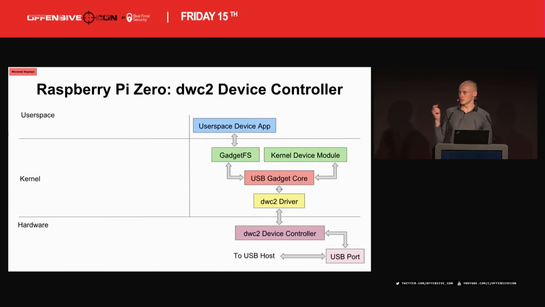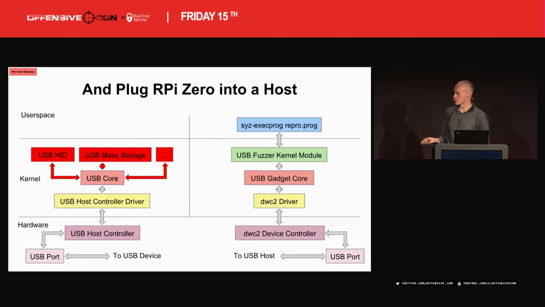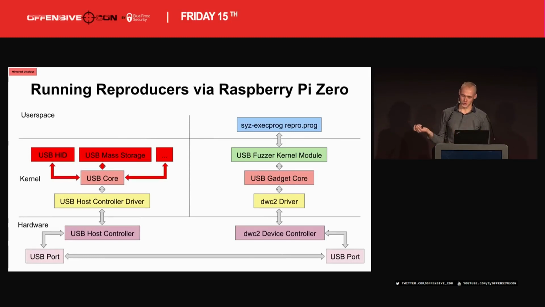OK, so let's do this. Let's take Raspberry Pi Zero, and instead of GadgetFS and a kernel device module, we're going to load our USB fuzzer kernel module. At this point, we can actually use our sysexecproc tool, because it uses the same interface. We also have some USB host, and we can plug the Raspberry Pi Zero into a host. This is the whole idea: you can run the same reproducer via Raspberry Pi connected to a host.